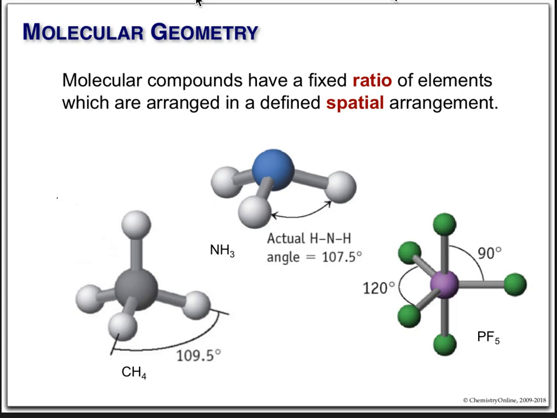This is PF6. That's 2, 4, 6, 8, 10 electrons around the phosphorus in the middle. These are axial bonds, called 120 degrees. These are 90 degrees. These two are the axial, equatorial.